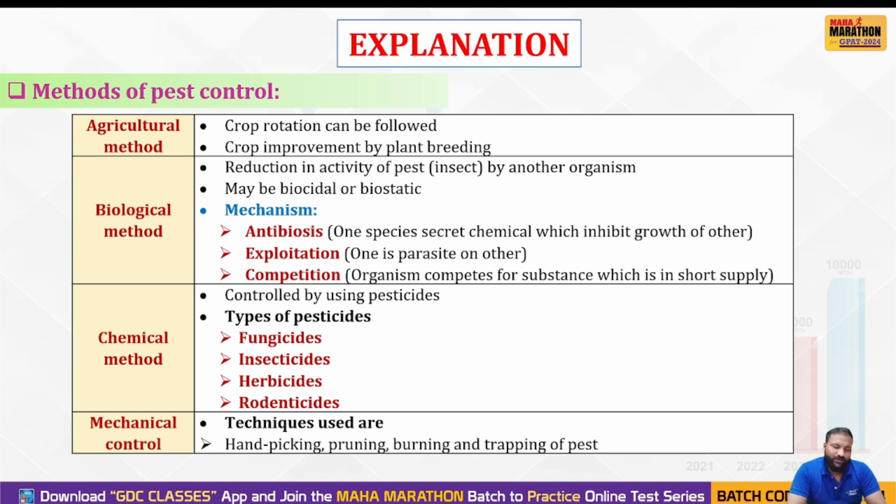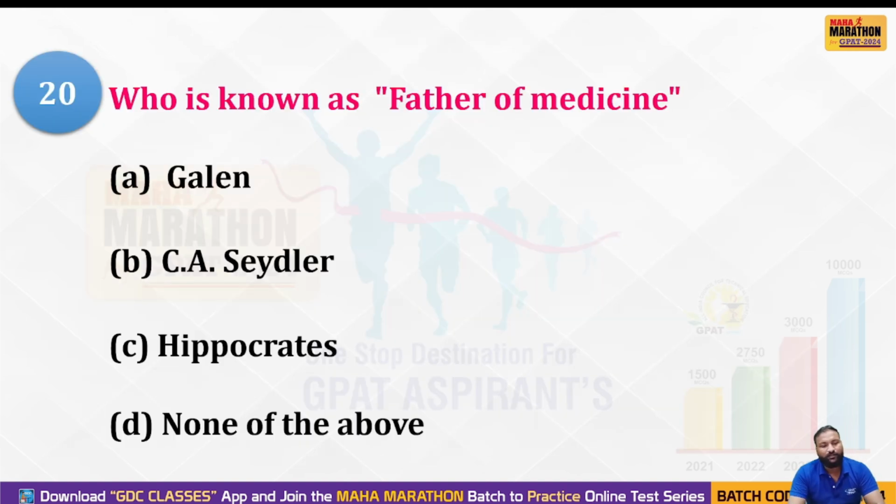And yes, we have different techniques or methods of pest control. In that, the agricultural method, biological method, chemical method, and mechanical control are there. Yes, that's the explanation of that. And now moving on.